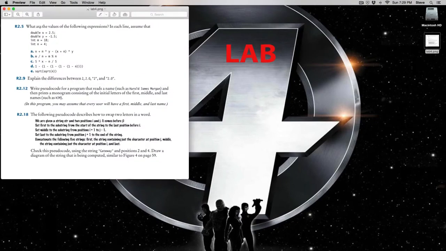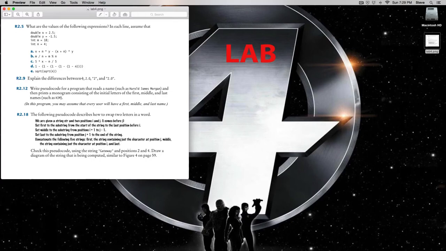I've got a few exercises that I've selected for you from the textbook that I think are particularly good. First, are 2.5. What are the values of the following expressions? Given this information, what are these expressions? A great exercise would be to work them out on paper and then test your calculations by actually putting them in a program and seeing if you get the same results.